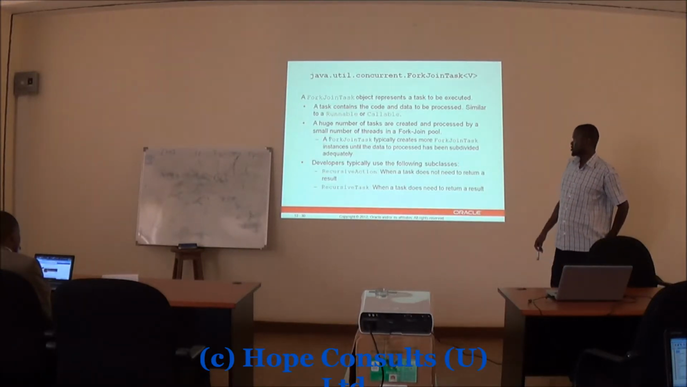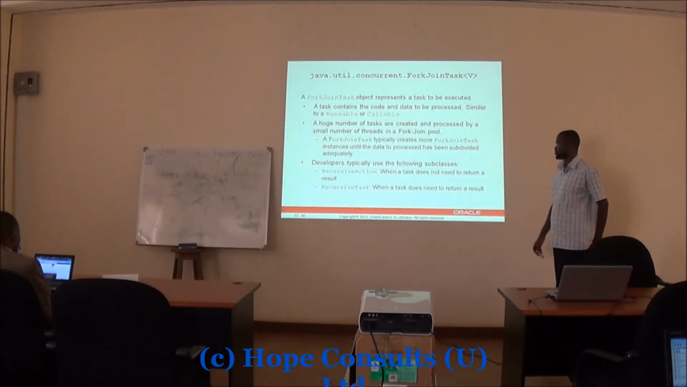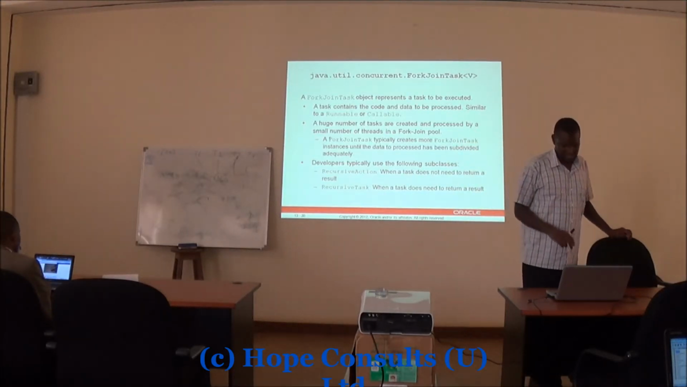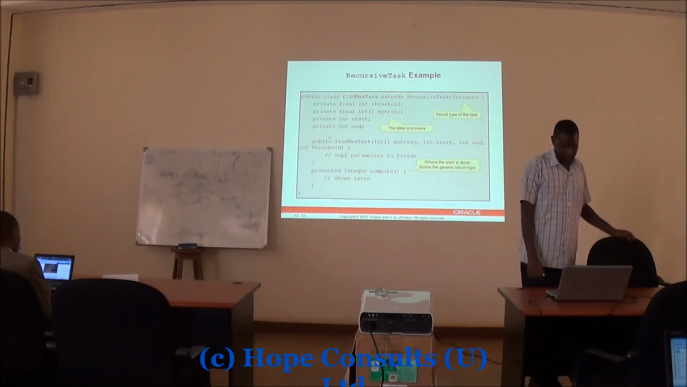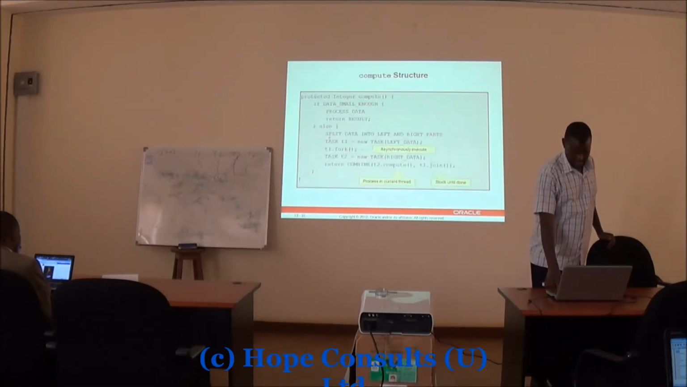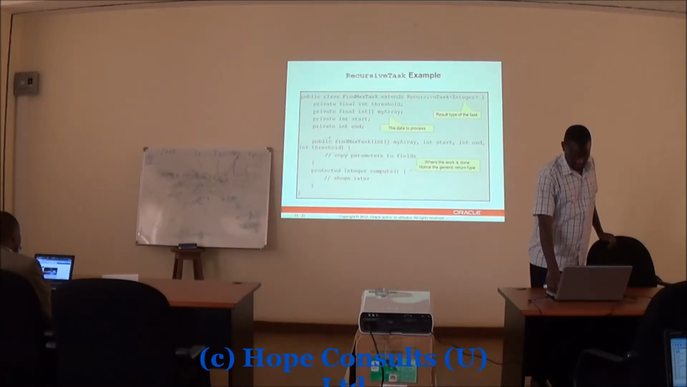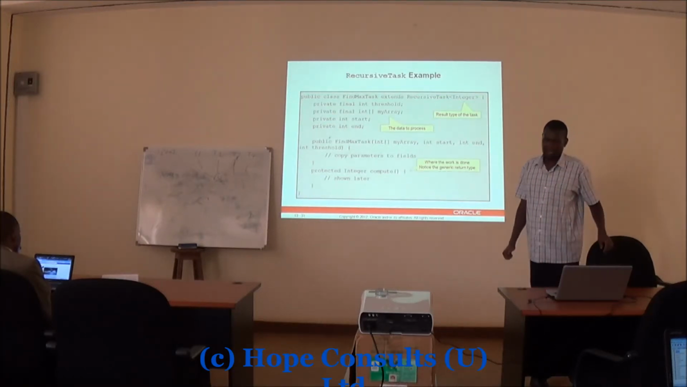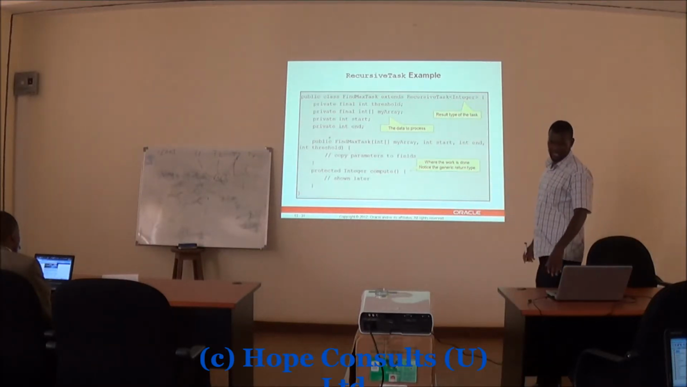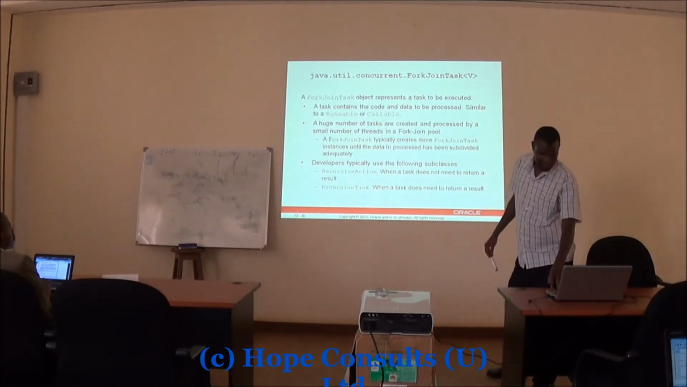So when a task does not need to return a result, you use recursive action; when a task does need to return a result, you use recursive task, depending on what you want to do. Action will not return a result, but the recursive task will return a result. So for the recursive task example, we have our array here. Public class FindMaxTask extends RecursiveTask. Recursive task will return a result, like you see there.